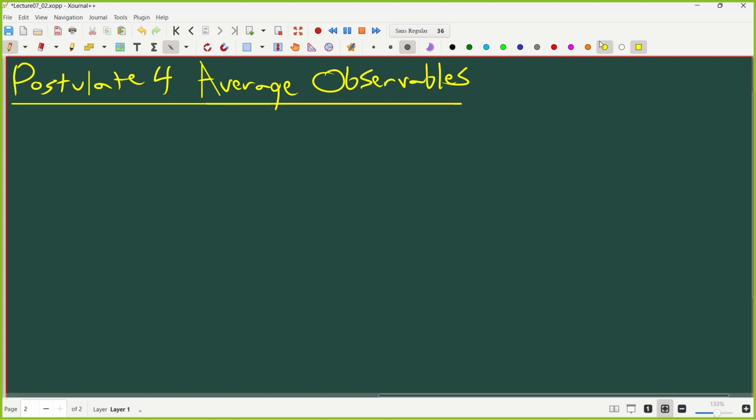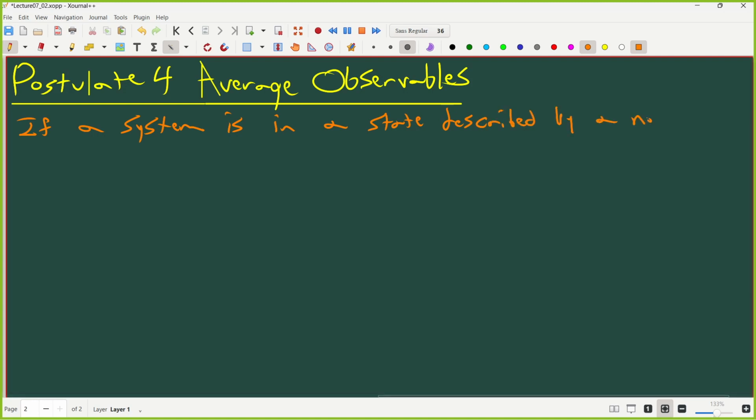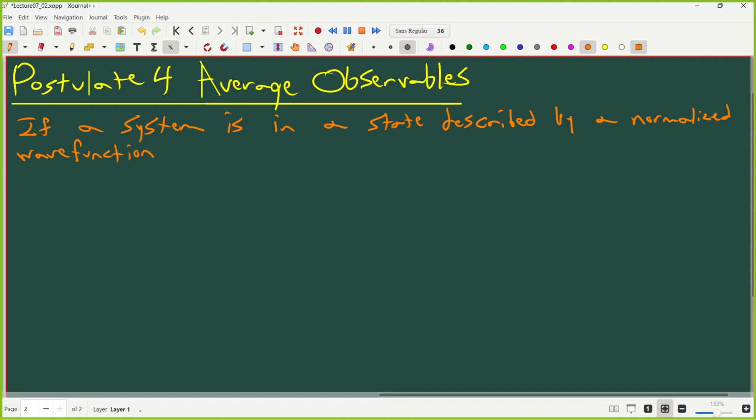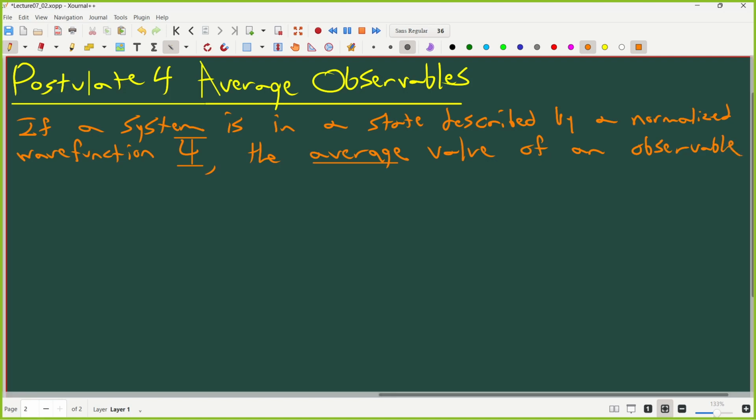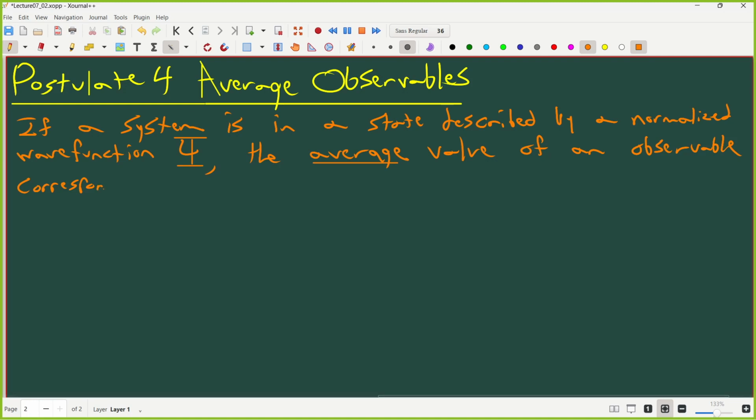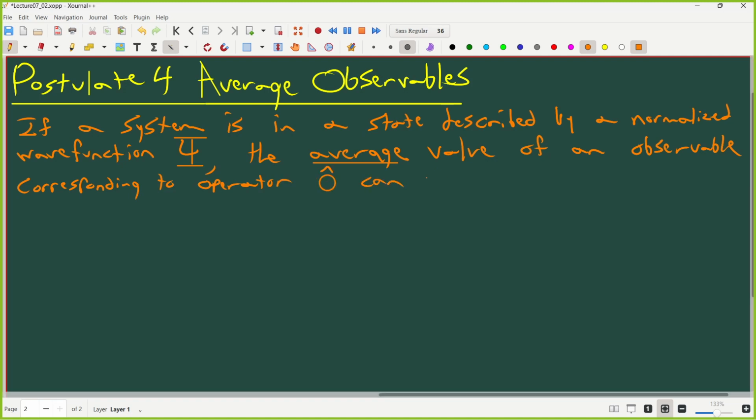All right, so let me write down the general statement first. If a system, particle or whatever, is in a state described by a normalized wave function, psi, the average value of an observable, so position, energy, you name it, corresponding to operator O, can be calculated as follows.